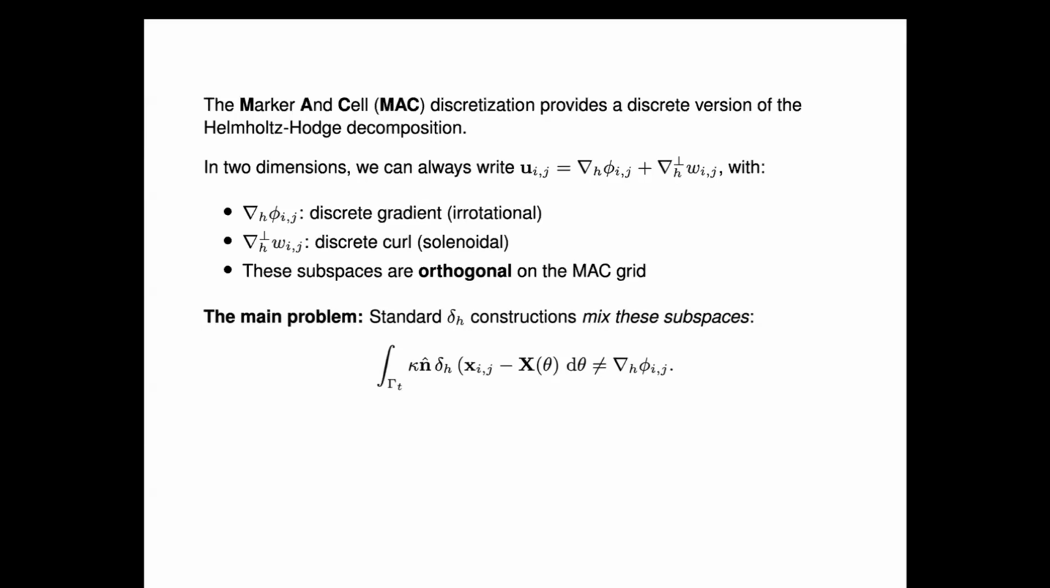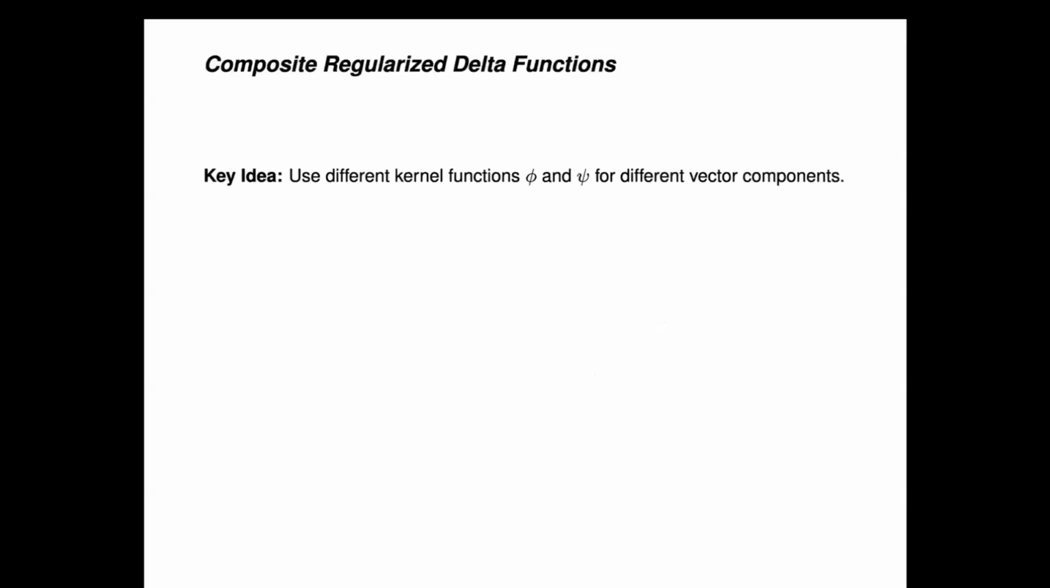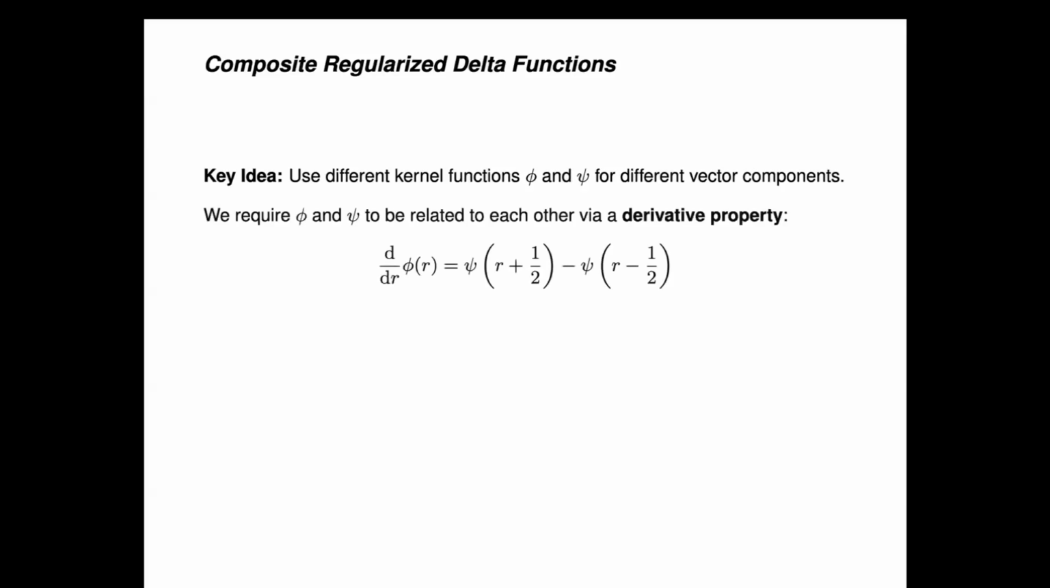Again, the main problem that we're running into is that standard constructions for the regularized delta functions mix the subspaces. They'll take forces on the boundary that should be converted into discrete gradients, and they turn them into things that have components that are both discrete gradients and discrete curls. So how do you fix this? We're going to use different kernel functions for different vector components.